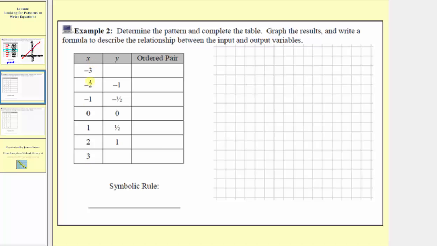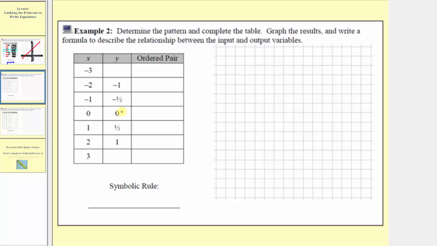Notice how we're given all the inputs. They start at -3 and go up to +3, and increase by 1 each time. And we're missing some of the outputs, or the y values. So we'll begin by looking for a pattern to determine the missing outputs.